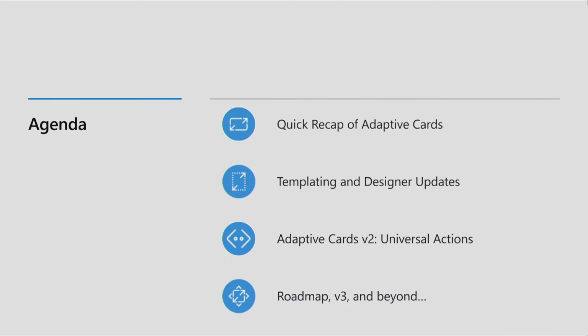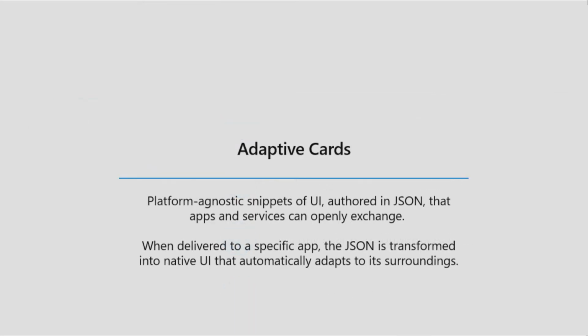We'll jump right in. We've got a lot to cover today. So here's the agenda we're going to run through. We're going to start out, give you a quick recap of adaptive cards. Then David's going to walk you through all the latest and greatest we have with templating and some designer updates. Then we're going to switch it over to Adaptive Cards V2, the first time you'll have heard that, where we talk about a new feature called Universal Actions. And then we're going to wrap it up talking about our roadmap, V3, a very early glimpse at V3 and beyond.